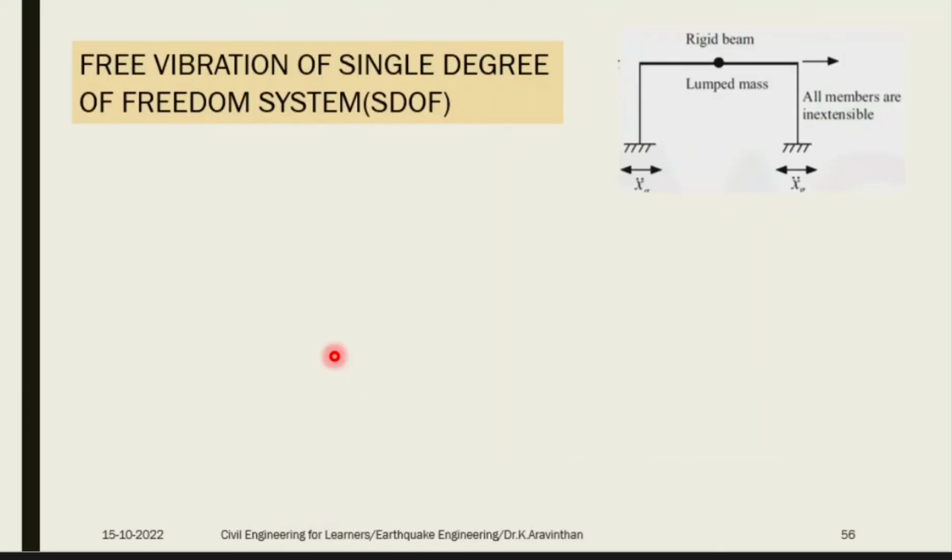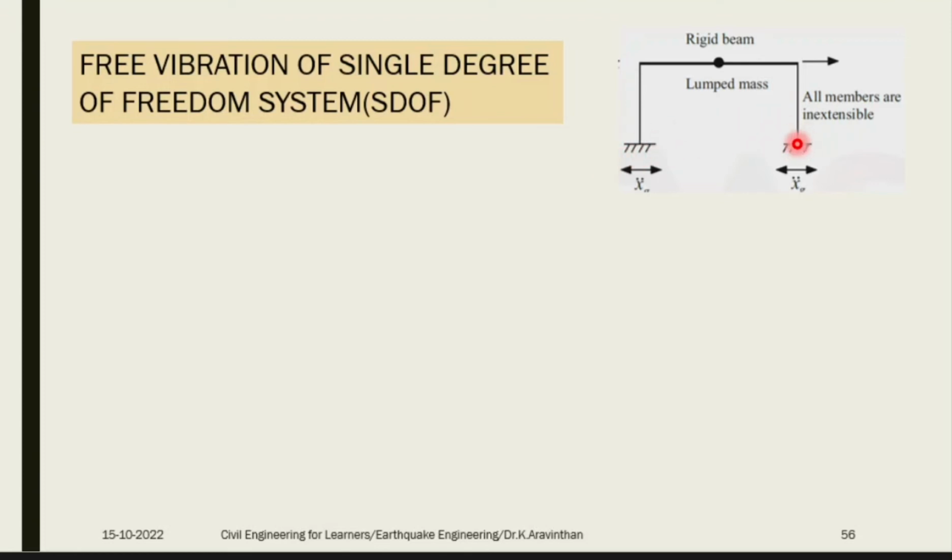Next you take up free vibration of a single degree of freedom system. Now we are going to take a single component called a frame. Only one frame we are going to take. You have 2 columns and the mass is located at the center. This mass is taken as a lump mass. All the masses are concentrated at a single point. You are having 2 supports which are fixed.